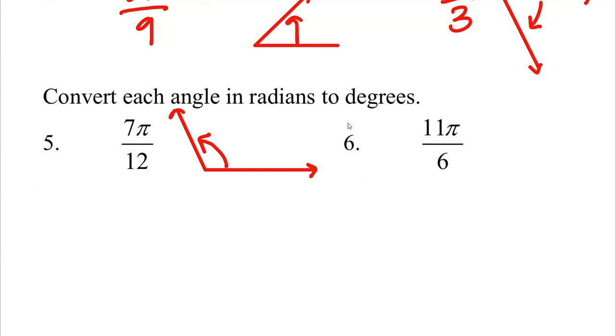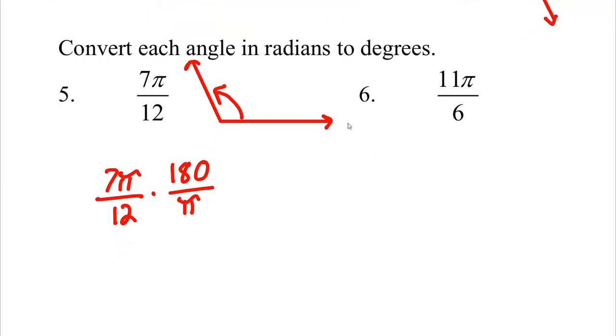Great. So let's convert. So we're going to take 7 pi over 12. And this time, instead of multiplying by pi over 180, we're going to multiply by 180 over pi. So what's one thing that's definitely going to cancel? The pi's. Okay. And then 180 and 12, what are both of those divisible by? They're both divisible by 3. We could start there. 180 divided by 3 is what? 60. And then 12 divided by 3 is 4.